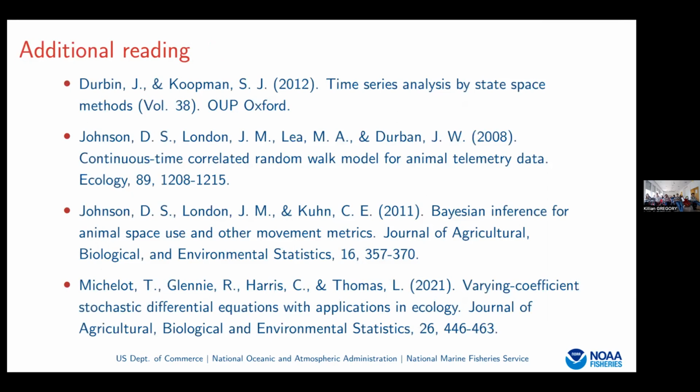So there's all kinds of reading for this. Durbin and Koopman is a great book for just state space modeling. And then the original data, and I wanted to point out the original crawl paper. And I wanted to point out this one because it's relatively new.